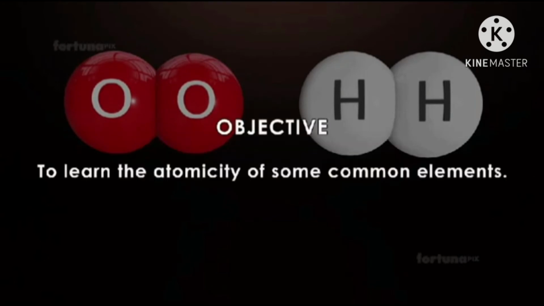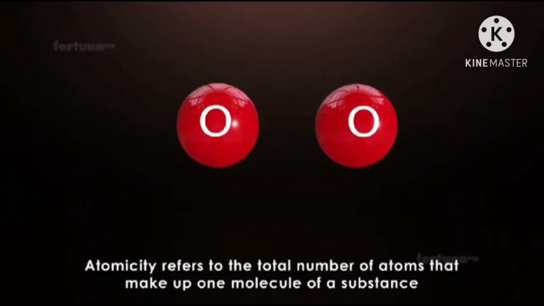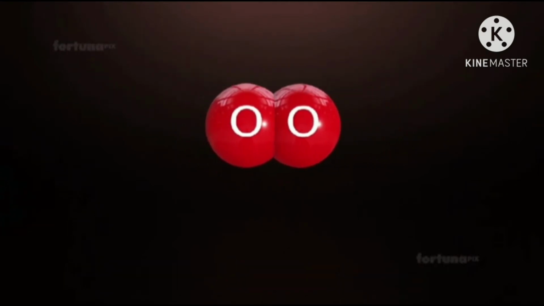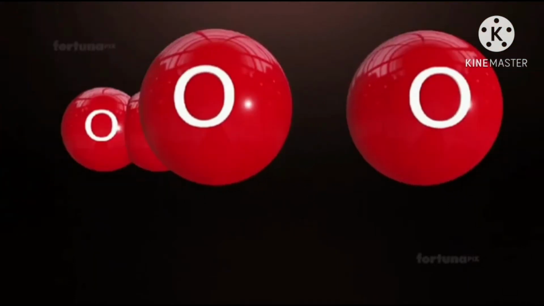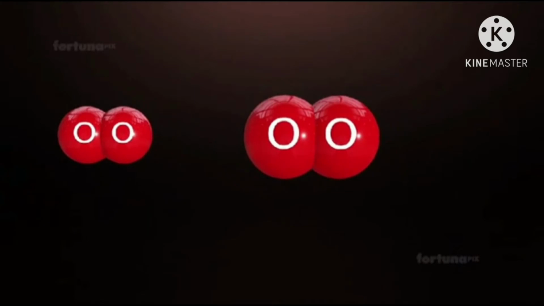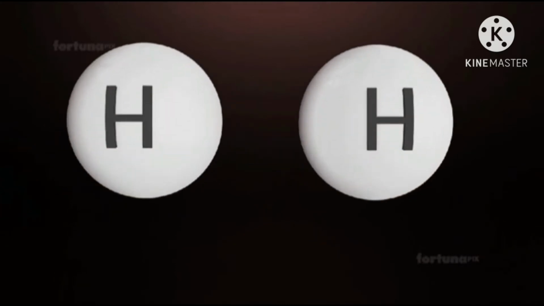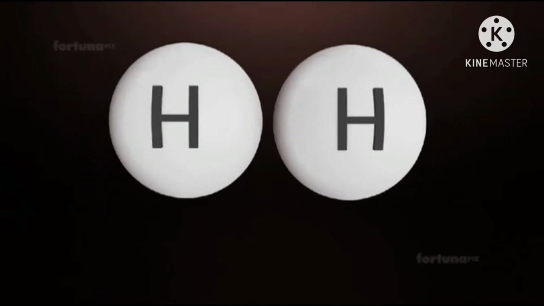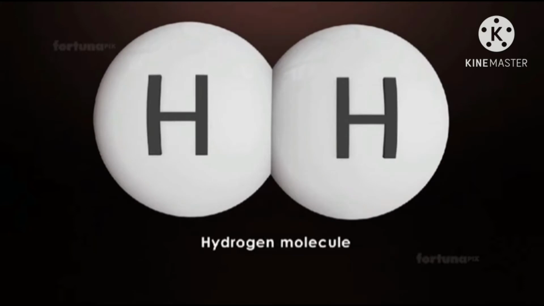Objectives: to learn the atomicity of some common elements. Atomicity refers to the total number of atoms that make up one molecule of a substance. Molecules are atoms that are connected to one another by bonds; atoms of the same substance or different substances combine to form molecules. When two atoms of hydrogen combine, they form the H2 molecule, the hydrogen molecule.